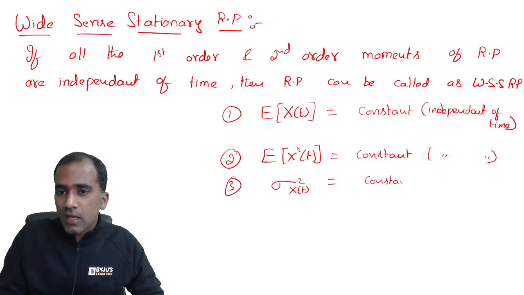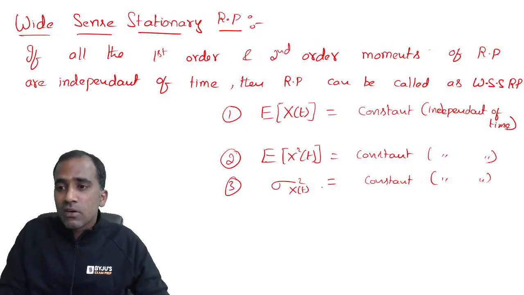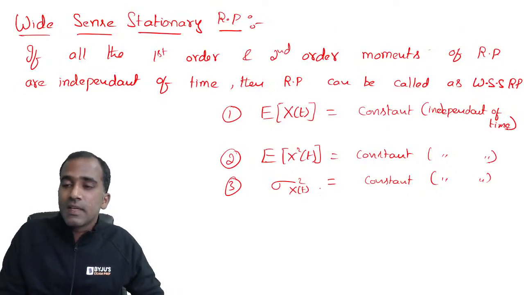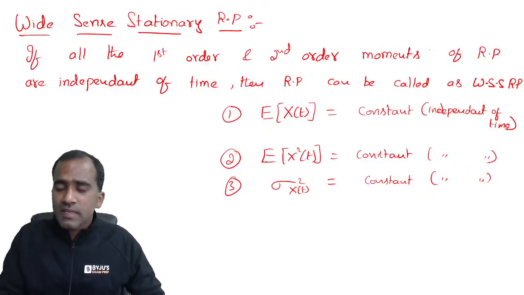For a non-wide sense stationary random process, it need not be constant. Because when you are doing average, only randomness will vanish, but t need not vanish. But if t vanishes, then only it is a wide sense stationary random process. So are the first order and second order moments over? There are few more second order moments you have to analyze carefully. The autocorrelation function.